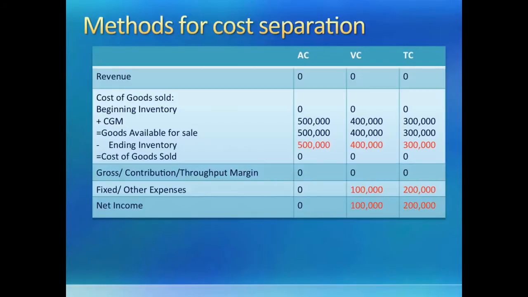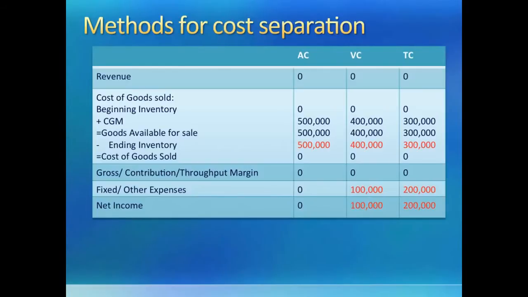Under variable costing, the only difference is that we charge $40 a unit to cost of goods manufactured. As a result, our ending inventory would be $400,000 and fixed expenses of $100,000, which is $10 a unit times 10,000 units, would be charged as expenses of the period, leading to a negative net income of 100,000.